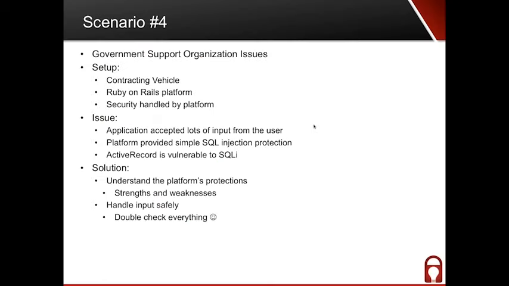Maybe. So now the next one is one that we have a conversation about a lot with people. This was a government support organization. I don't think that's an official title, but basically they weren't a government agency, but they did a lot of work with governments, and you were able to do transactions. You're able to purchase stuff with the government, buy stuff, sell stuff, things like that. And they ran Ruby on Rails.